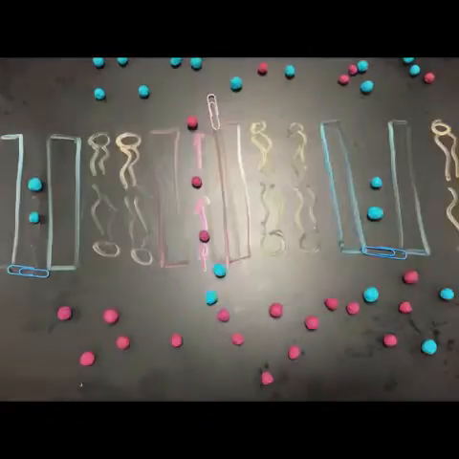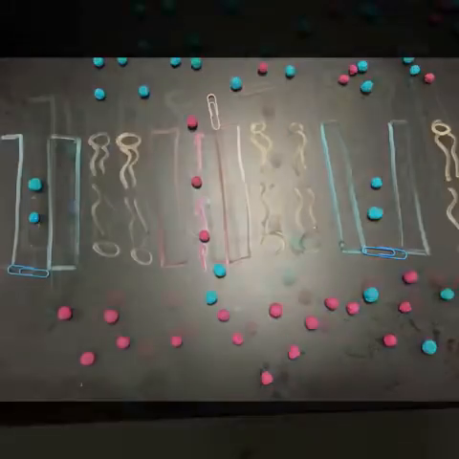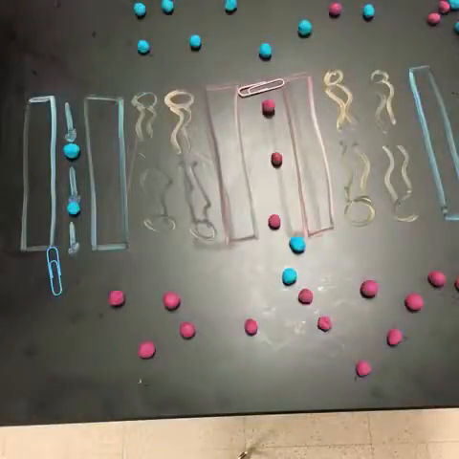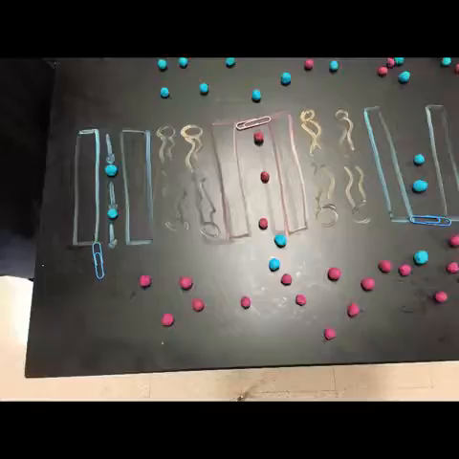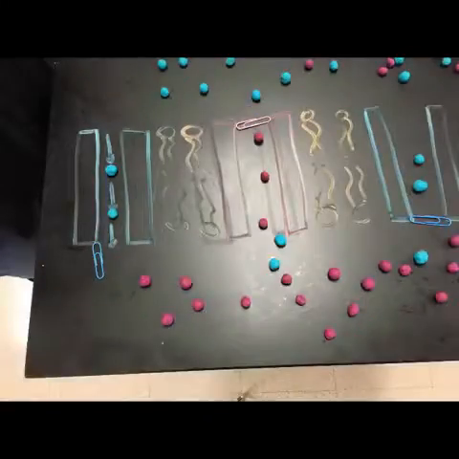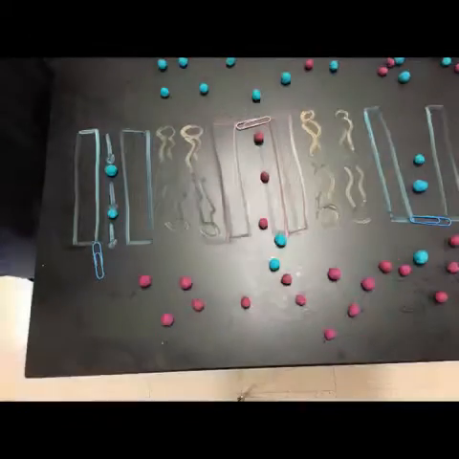When gated potassium channels open, potassium diffuses out of the cell, making the inside of the cell more negative. This causes hyperpolarization. When sodium channels open and sodium diffuses into the cell, this is depolarization.